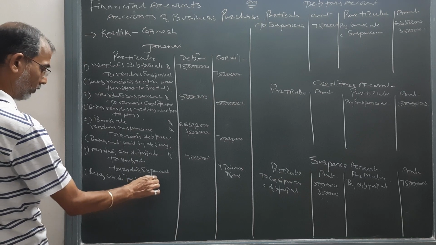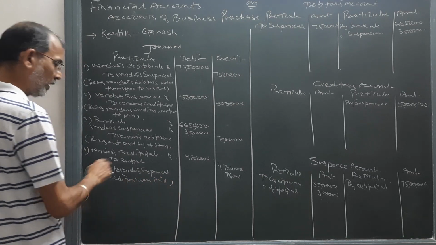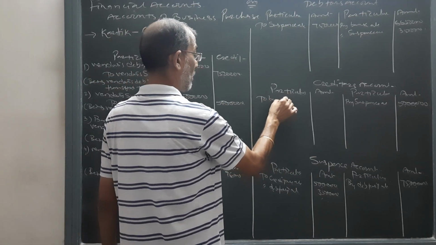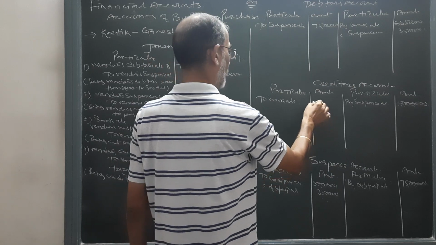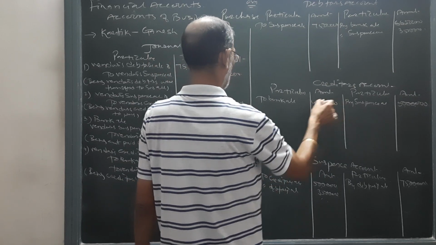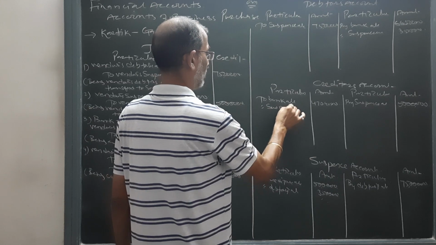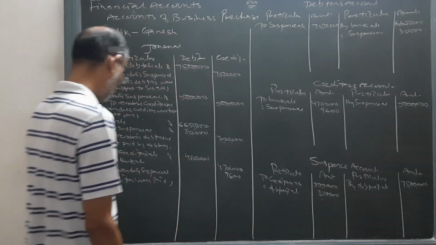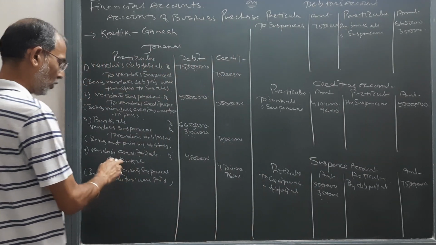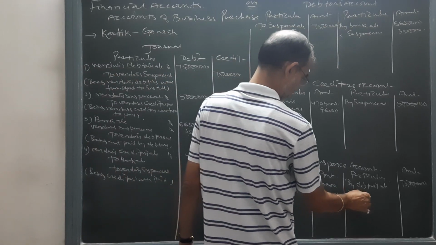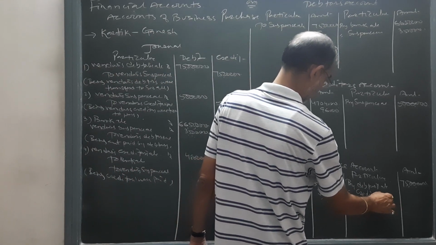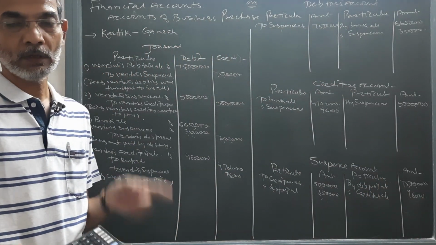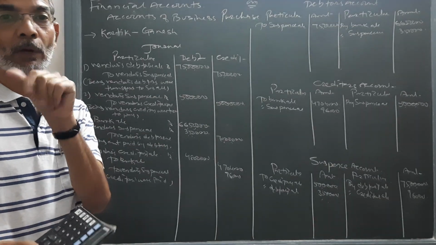Now creditors are debit because of bank and suspense. So to bank account 47 lakh 4,000 and to suspense account 96,000. Now suspense account is credit because of creditors. So by creditors account 96,000. Now comes the commission.